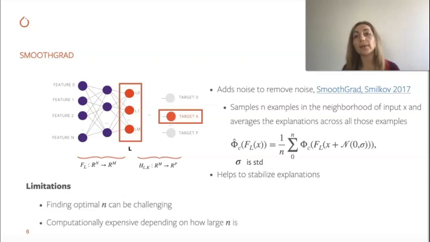Although smoothgrad helps us to mitigate some of the issues with noisy gradients, it also has several limitations. For instance, proposing an optimal number of examples n can be challenging. Also, if n is very large, it can be computationally expensive, and in that case, we need to think about distributing our computations across multiple GPUs or other computational resources.